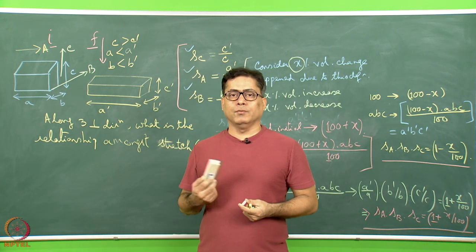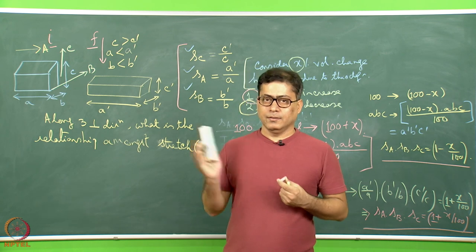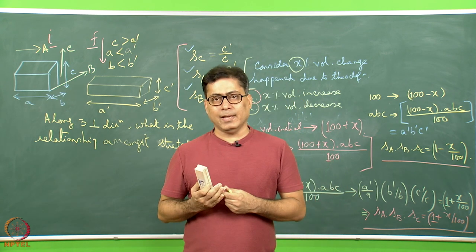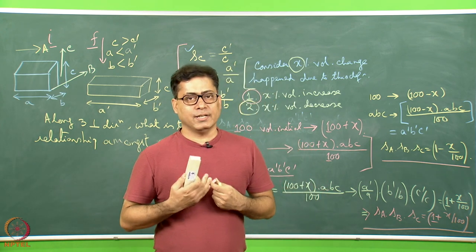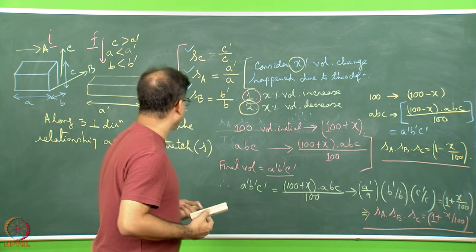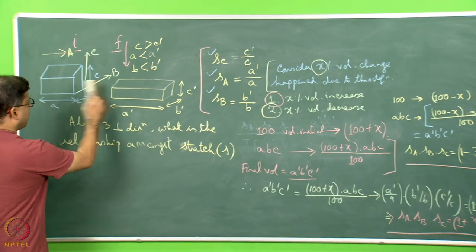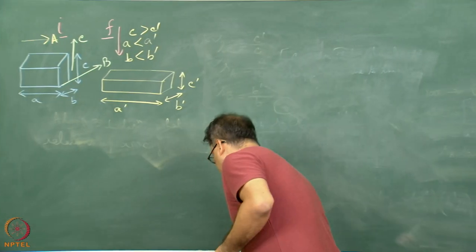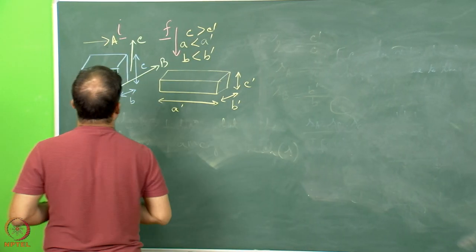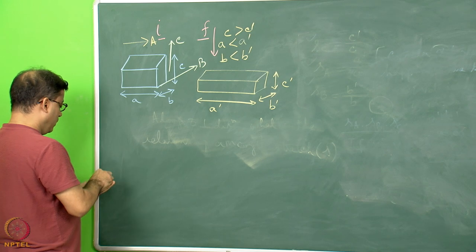Now with this background, what we did right now is volume balancing. We want to see what will happen if area balancing is done and what kind of relationship in strain parameters can be established. So here the diagram will remain the same. This part I will erase. Now I will consider here only this plane.